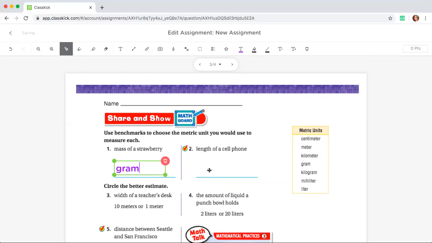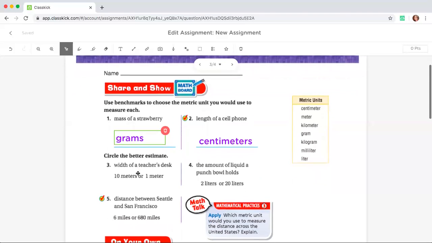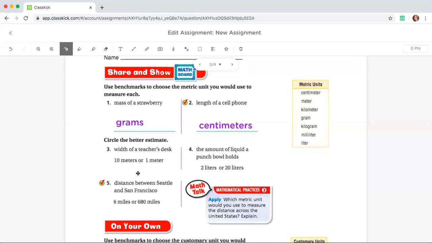And I need to move that box so that I can put a new box. Sometimes you have to do that too. So the length of a cell phone would be measured in centimeters. Okay, it's more than 1 centimeter. Mass of a strawberry could also, you could say grams, because it'd be more than 1 gram, but not as much as a kilogram, not 1,000 grams.